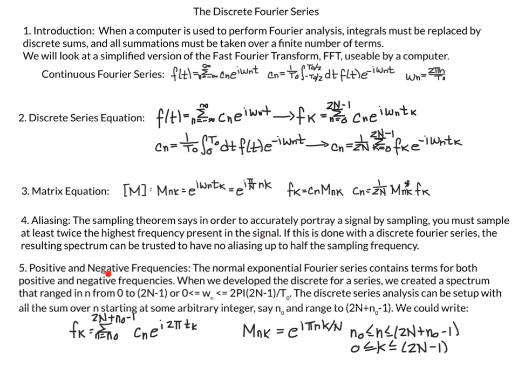And we talked very briefly about positive and negative frequencies, essentially that the Fourier series contains terms for both positive and negative frequencies. When we developed the discrete series in this video, we went from the range of 0 to 2n minus 1 to get our samples, except we really can start at an arbitrary integer n naught, and then we end at 2n minus 1 plus n naught instead of 2n minus 1. And that will change our discrete Fourier series formula to this form and our matrix form to this equation.